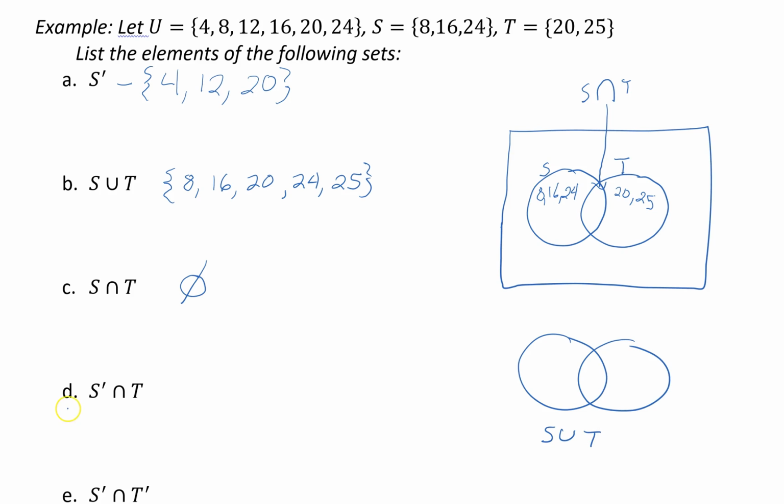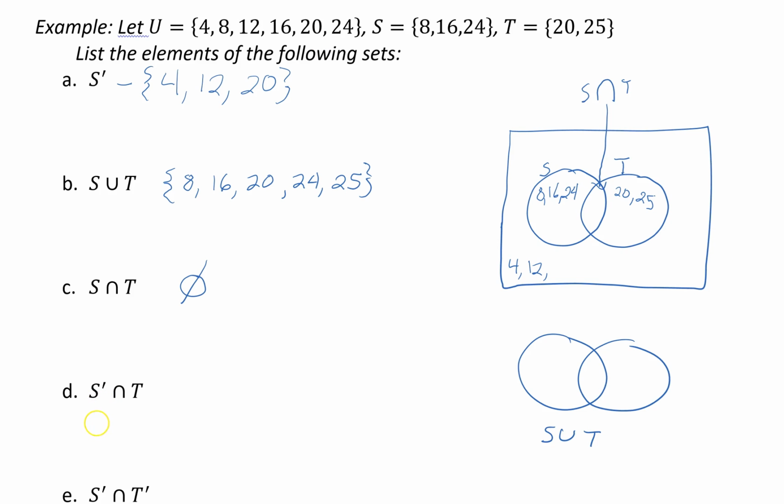So let's come back to D. D says S complement. So I want to look at things that are outside S. That's everything outside circle S. Now, I have to remind myself that there was this universe, and this universe had the number 4. And I don't see 4 written in any circle, so 4 is out in this universe. 8's already written in a circle. 12 is not written. 16 is written in the circle. 20 is written in that circle, and 24 is written in a circle. So I have everything from the universe represented somewhere in my rectangle.